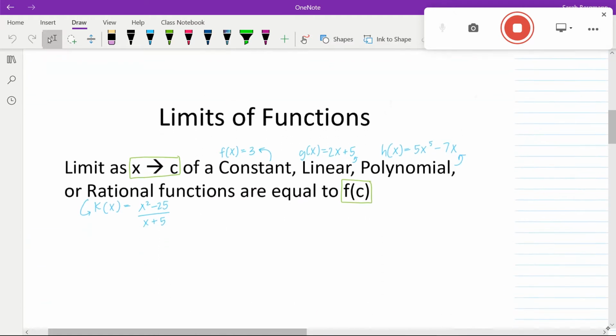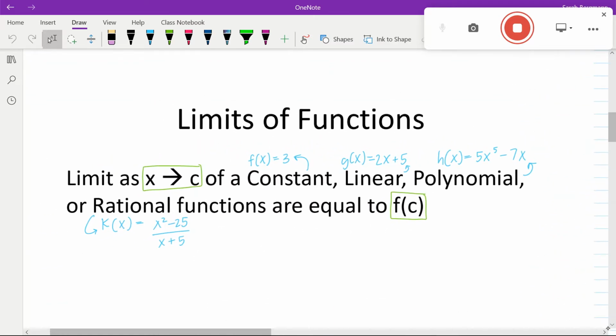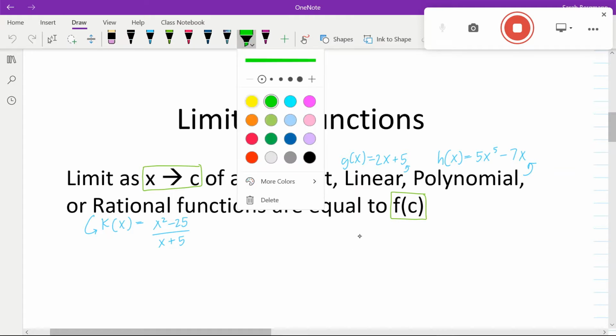So let me show you first this information. So the limits of functions. Here's what we know. The limit as x approaches c of a constant, linear, polynomial, or rational function is always equal to f of c. So basically, for any of these functions, I gave some examples for each one.